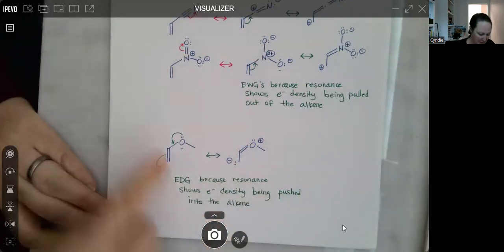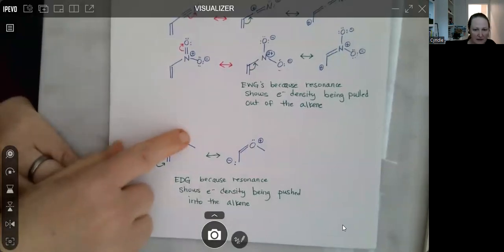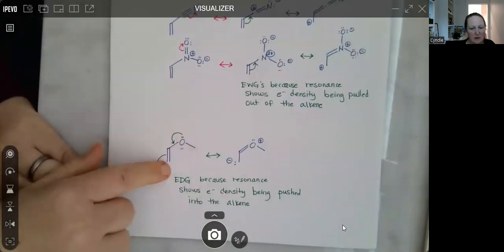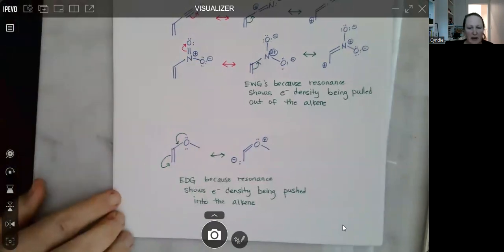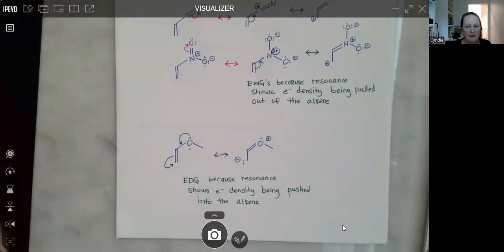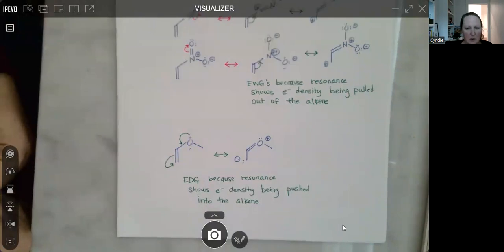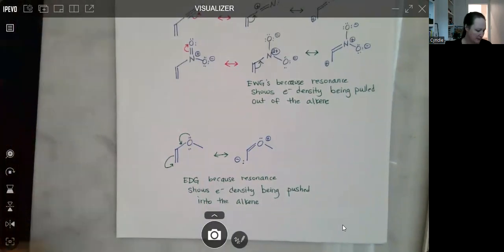Of course, it does pull electrons out inductively, but resonance is a much more dominant factor. And so overall, electrons are being donated into the alkene more than they're being pulled out inductively.